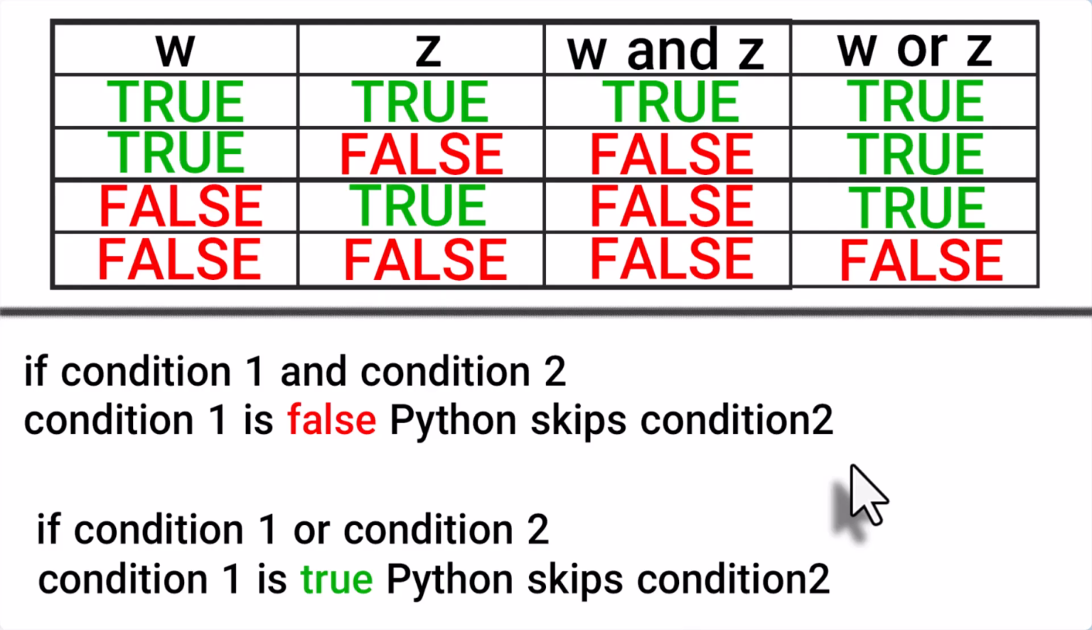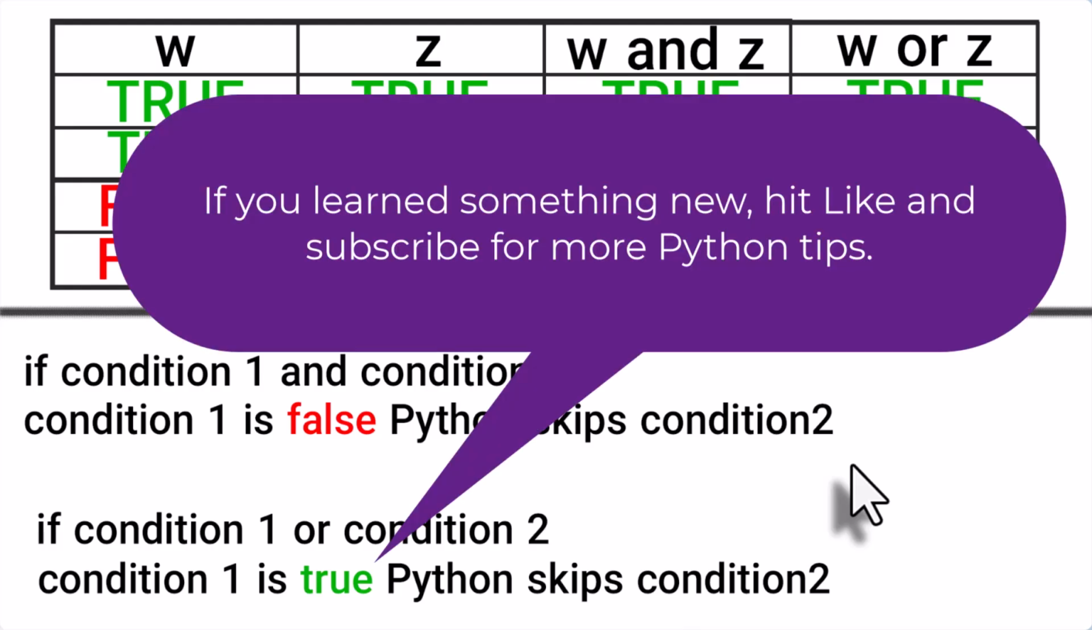Short circuiting is especially useful when you know that the first condition is cheaper to compute. For example, if condition 1 is a simple comparison, but condition 2 involves calling a function or performing a heavy calculation, placing the cheaper check first can make your code more efficient.